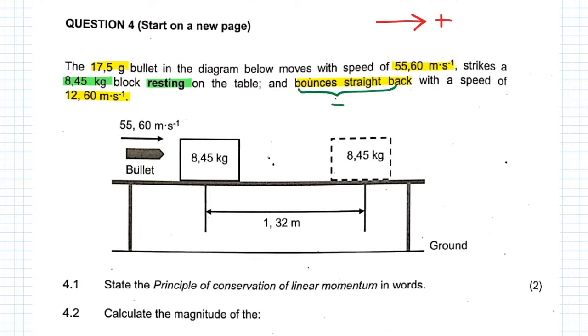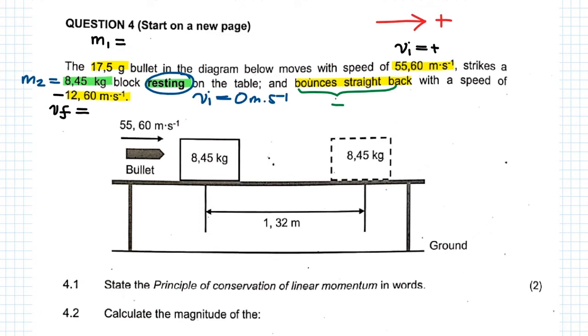We're dealing with two objects. We're going to call the bullet object 1, and we have its mass. We have its initial velocity, which we are taking as positive. We have its final velocity, which is backwards, which means that we're taking this as negative. And then we have object 2, which is the block. We have the mass of this block, and we know that since it is resting on the table, its initial velocity is going to be 0 meters per second.